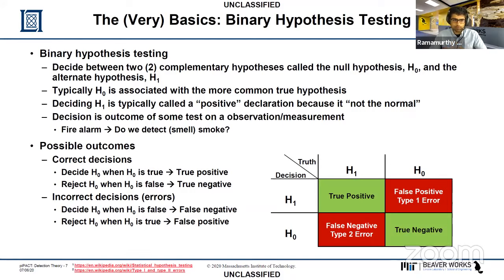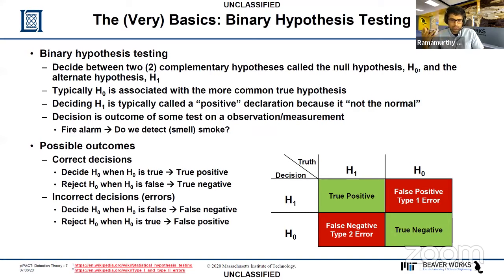We're basically deciding between two complementary hypotheses, one called the null hypothesis or H0, and the alternate hypothesis or H1. Typically, H0 is associated with the more commonly true hypothesis. In other words, this is how the world is normally.